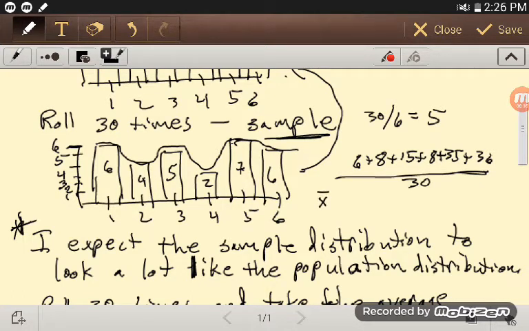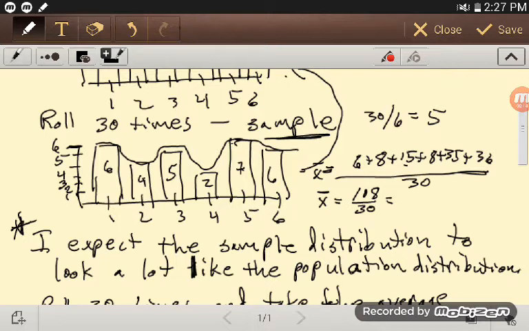So my X bar, or my sample average, is, well, let's see, 14, 29, 8 more is 37, with 35 is 72, and 36 is 108. So I think, if I added that right, 108 over 30. If I didn't, well, my grandfather always said, don't wreck a good story with facts.